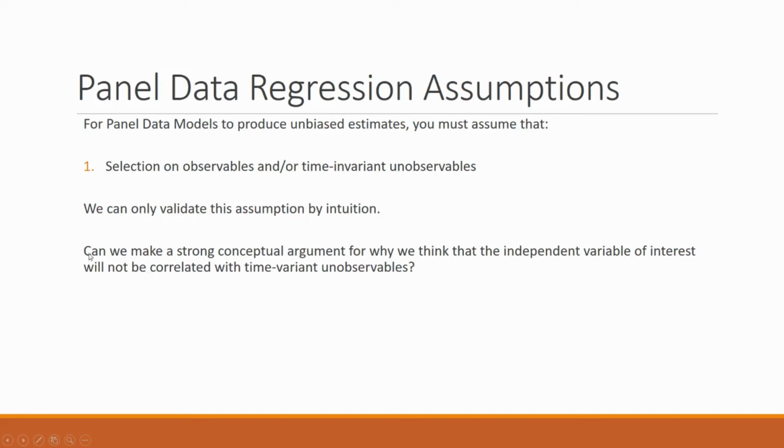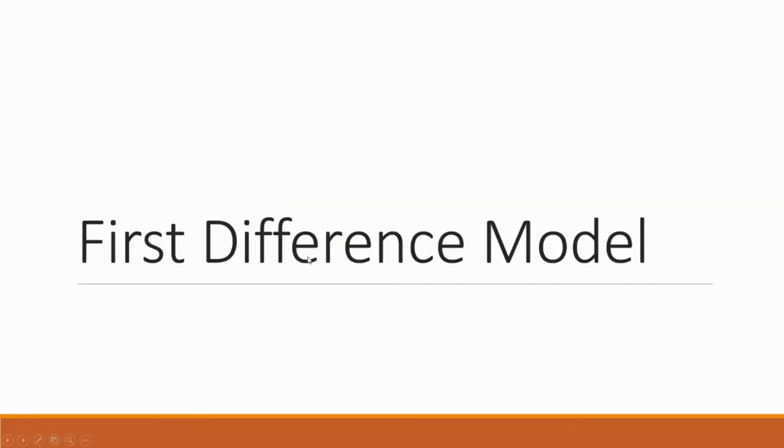We have to ask ourselves the question, can we make a strong conceptual argument for why we think that the independent variable of interest will not be correlated with the time variant unobservables? All right, that can be hard to do, but that's the goal. You have to make a conceptual argument for whether or not this assumption holds.